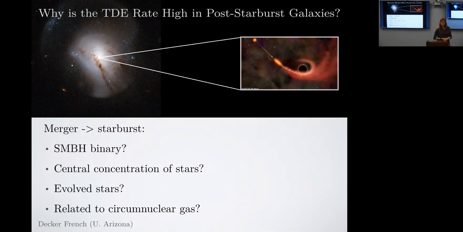Another possibility is that the TDE rate is enhanced by circumnuclear gas. I'll get back to this in a little bit, but the post-starburst galaxies tend to have LINER-like spectra, indicating that perhaps it's related to the circumnuclear gas. But it's not clear that you could boost the rate as much as we need just by this effect alone.